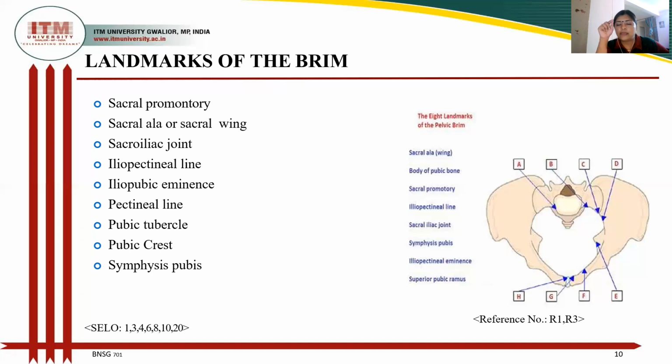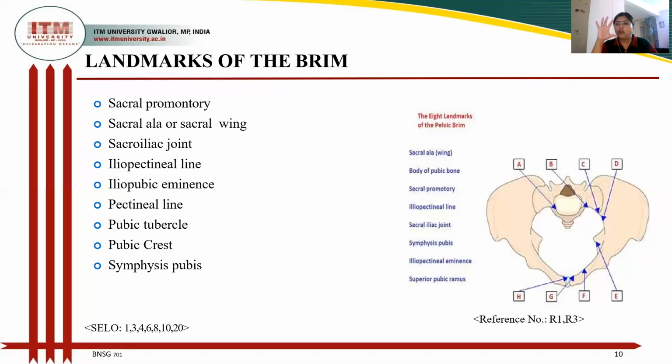And point number H, you can see that is the pubic crest, where the symphysis pubis is. Crest means where the inferior rami and the superior rami join together and form an arch here. In some books, they write anterior rami, superior rami, and the symphysis pubis also.